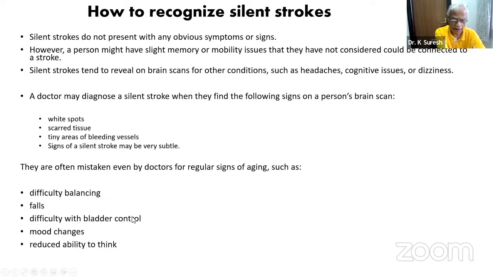Then difficulty with bladder control, mood changes, reduced ability to think, remembering to take their own tablets and all that. And we all know even doctors cannot clinically diagnose. The only answer we have for diagnosis is doing a CT scan or an MRI, which will indicate white spots, scarred tissues if it is of longer duration, tiny areas of bleeding vessels if it is hemorrhagic, and signs of silent stroke are usually very subtle.